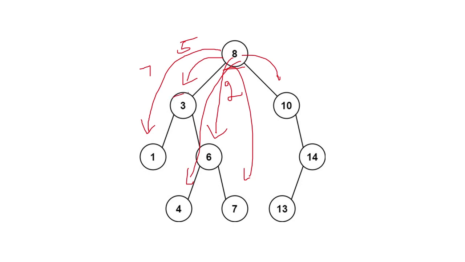Then again we will do it for 3: we go to 1, we go to 6, and then we go to 4 and then 7. So for each node it can take up to order of n time. So the total time complexity can go up to order of n squared. It is too large, because if we submit this solution, it can give us a time limit exceeded. So we want to optimize this approach.